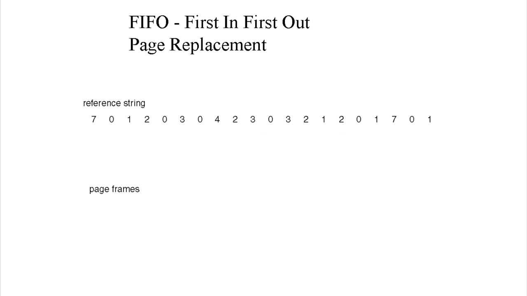I'll be going over FIFO page replacement today, which is first in, first out. And I have prepared a reference string here for us for this demonstration. Basically, the key here is to pay attention to whichever number has been in the longest, which is almost self-explanatory from the name itself, first in, first out.